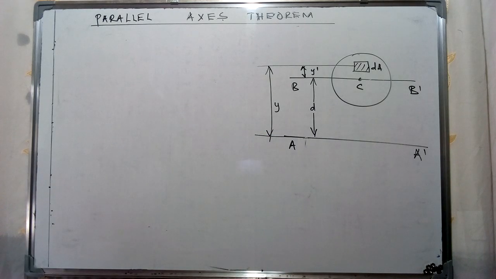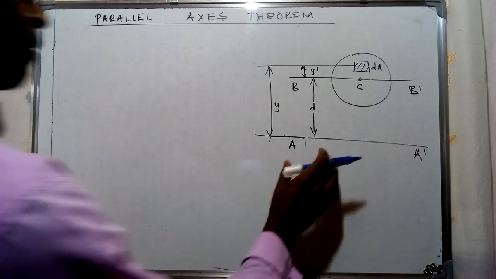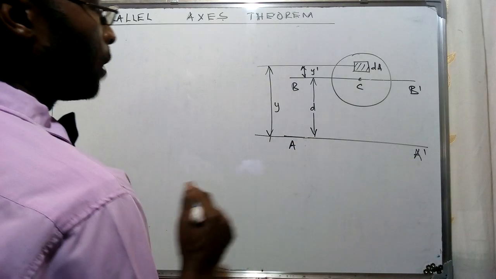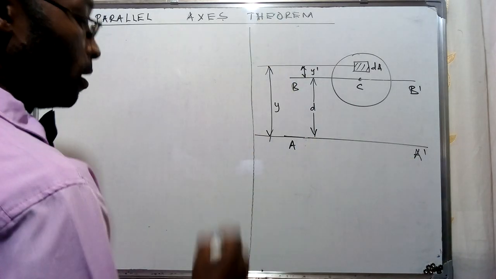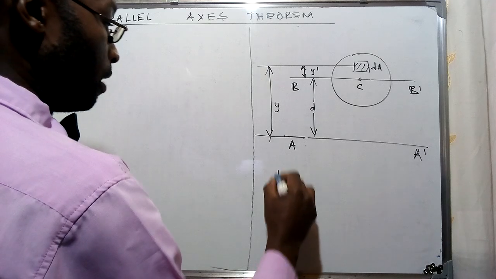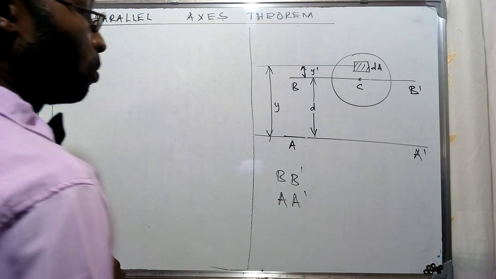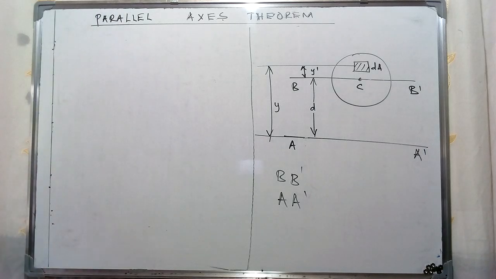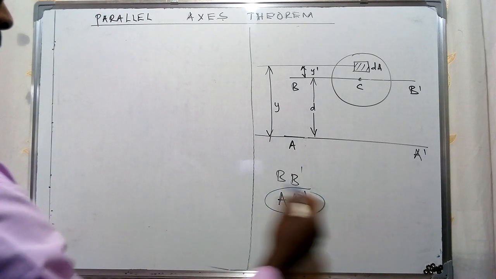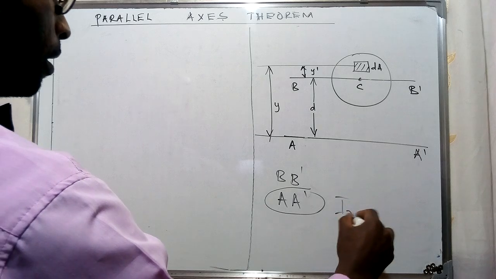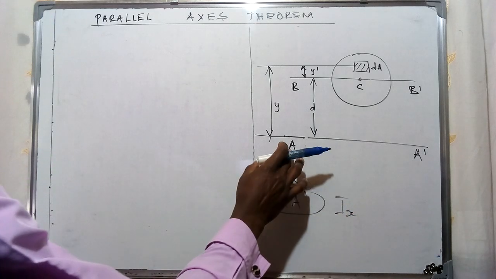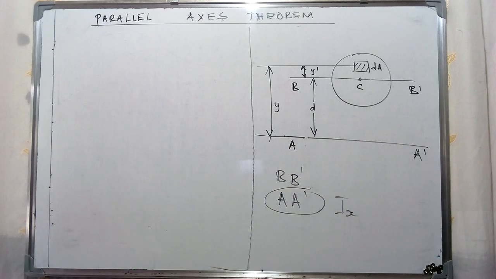Now we're going to consider the moment of inertia of an area A with respect to this specific axis which I've given in terms of A prime. Now in this case, I'm going to have these two specific axes, B prime and A prime, which are going to be the axes of our interest. And of course, we are required to find the moment of inertia with respect to the axis which is going to be given as A prime.